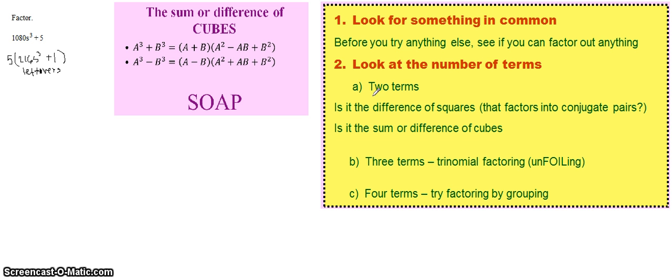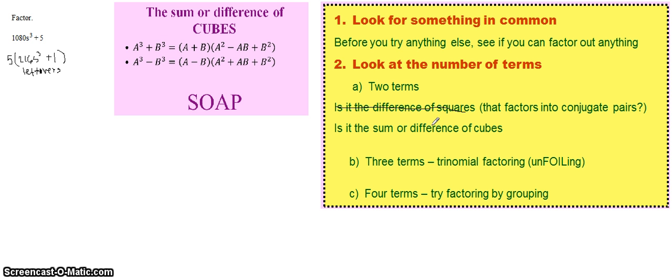We ask ourselves a few questions. First of all, is it the difference of squares? Difference means subtraction. Squares means something times itself. So first of all, I don't have a subtraction, so I know it can't be the difference of squares. If it would have been the difference of squares, we could factor that into conjugate pairs, but it's not. So let's go to the next question.